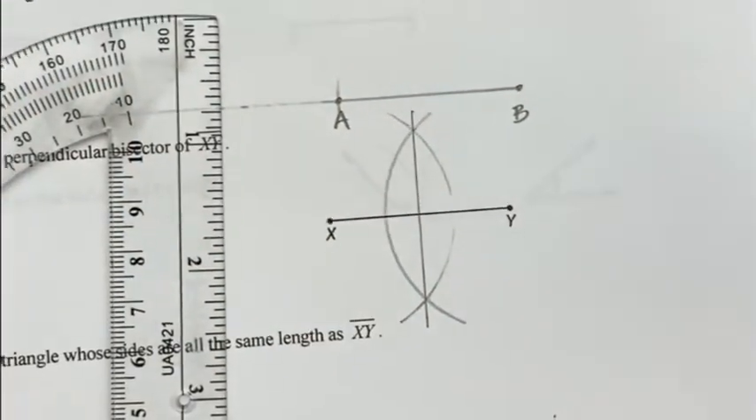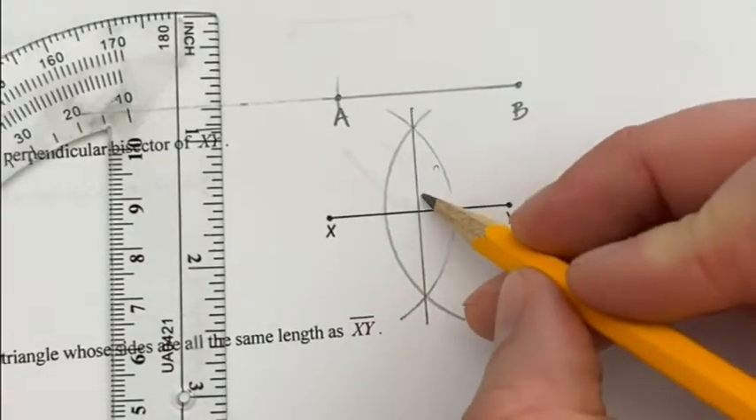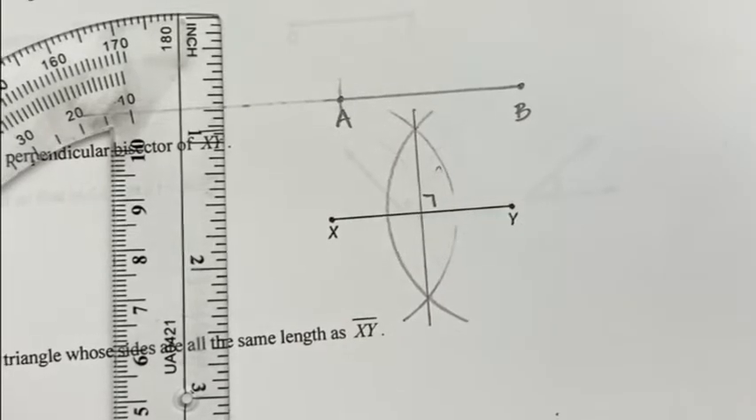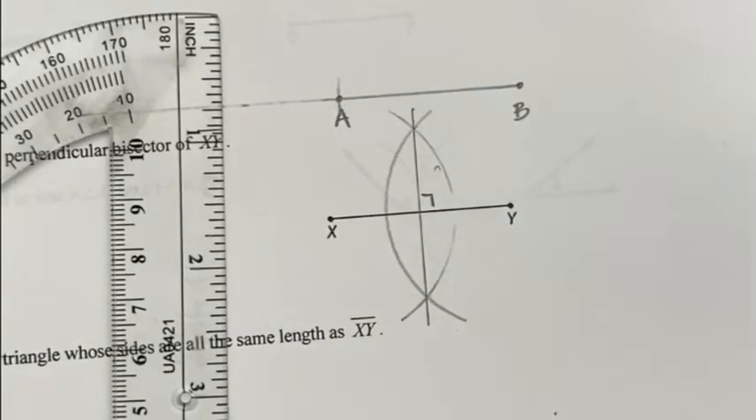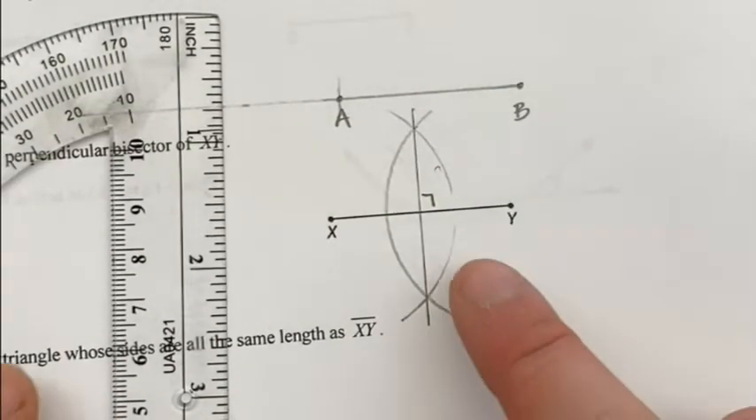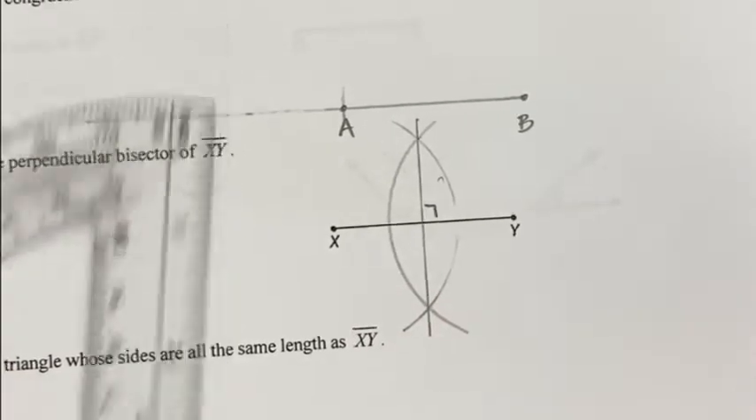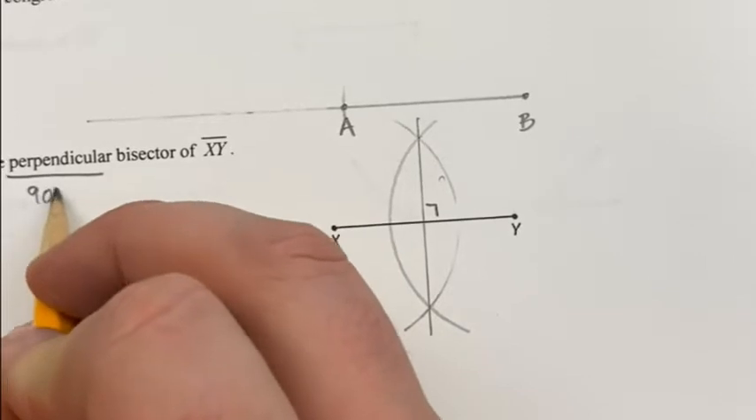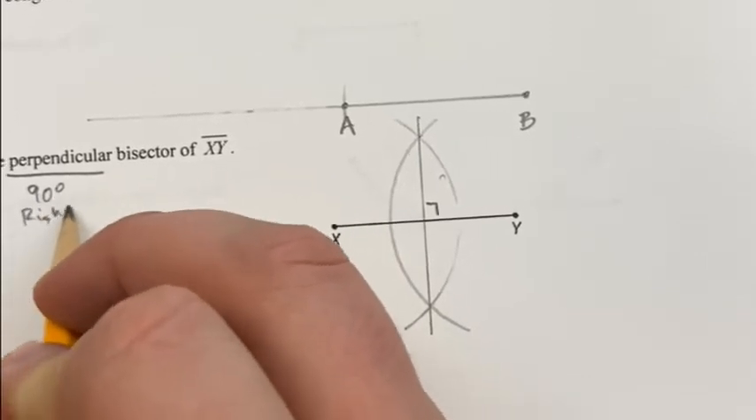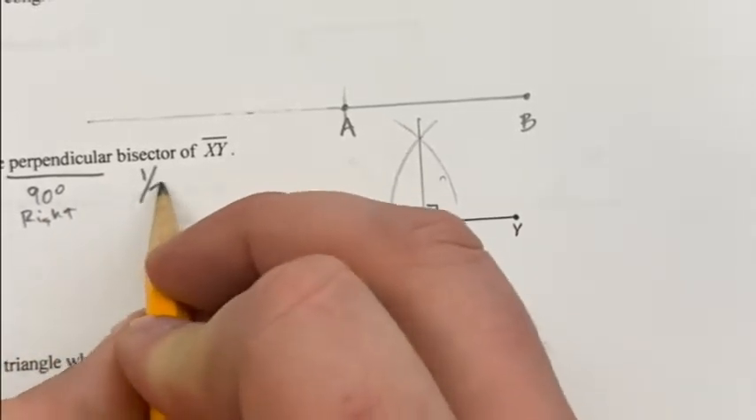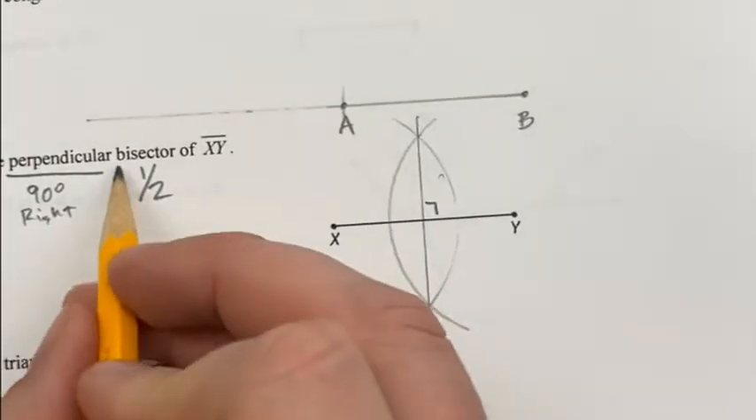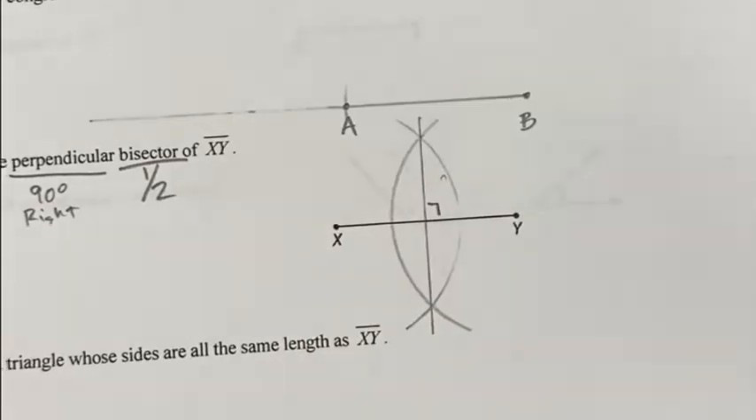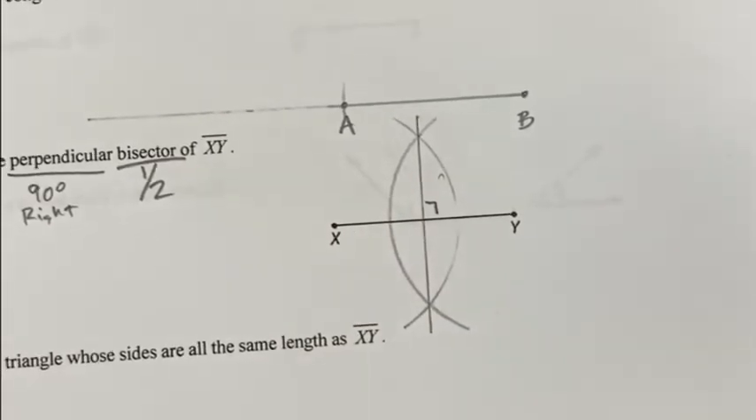That line is exactly 90 degrees intersecting here, right in the middle. So that's how you do a perpendicular bisector. Remember, perpendicular means 90 degrees, means right angle, right? And bisector means half, cut in half. So this line right here is cutting this line segment in half at 90 degrees.